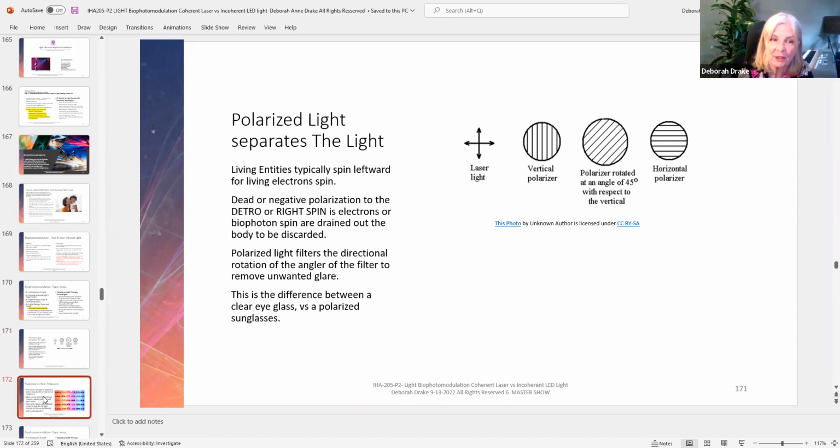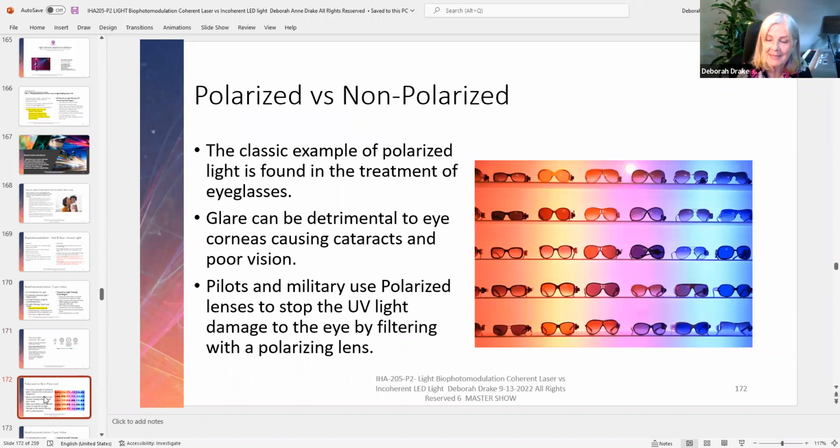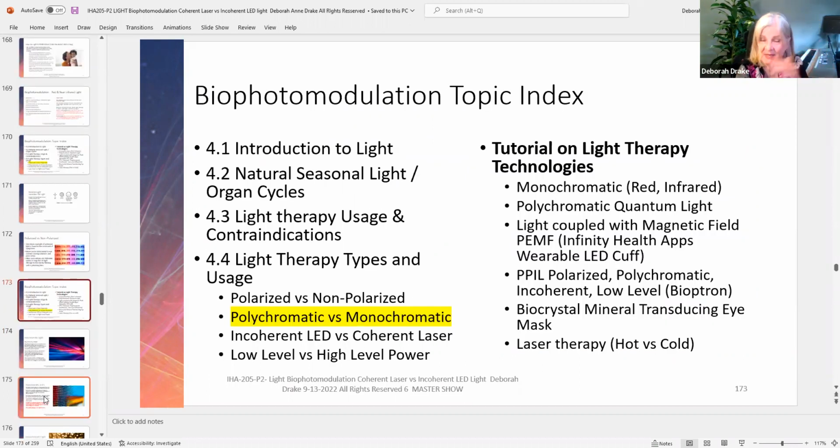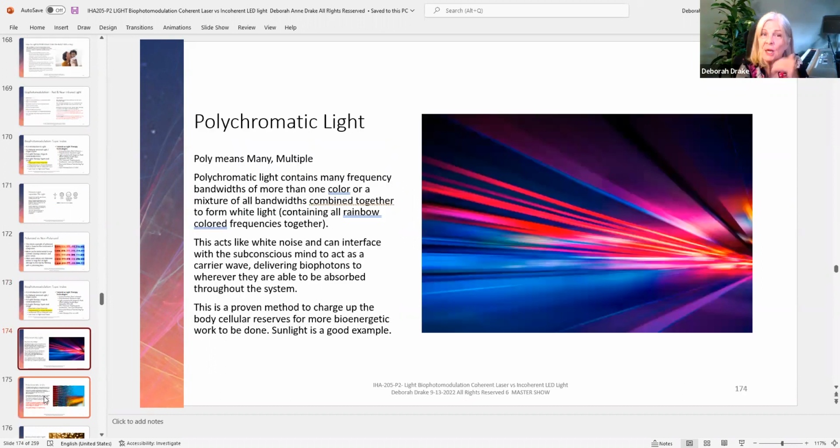The second way to look at light is that all glasses can be trimmed with military precision to take out the extra biophotons of glare. Now, we also have other kinds of light besides being polarized. They could be poly, meaning many, chromatic, meaning colors. So polychromatic light is a many colored light with many different bandwidths, and they all form the rainbow of colors together.